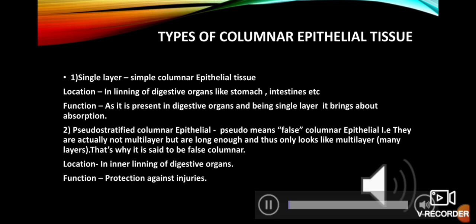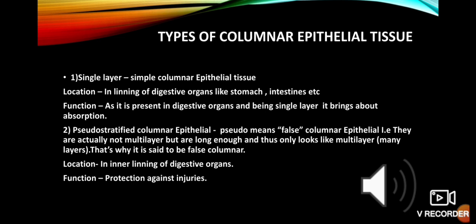The third type of epithelial tissue, that is columnar epithelial tissue, which has a rectangular appearance, is again divided into two types on the basis of the number of the cells. Now the first type of columnar epithelium is the single layer or the simple columnar epithelial tissue or simple columnar epithelium. Where are they located? They are located in the lining of the digestive organs like stomach and intestine.